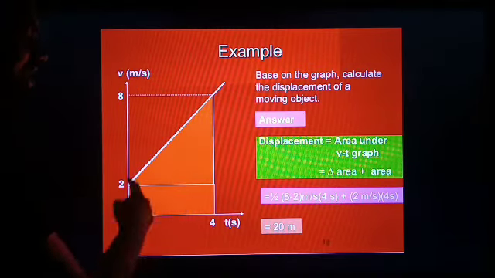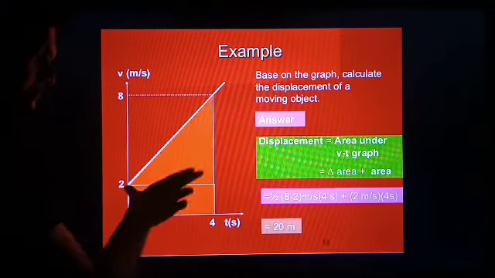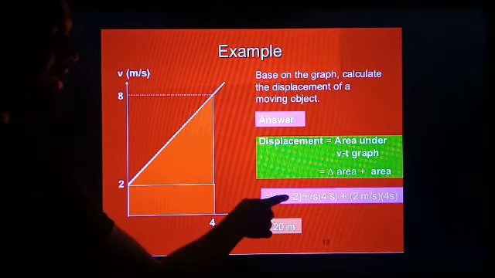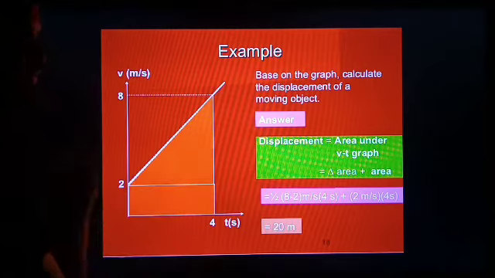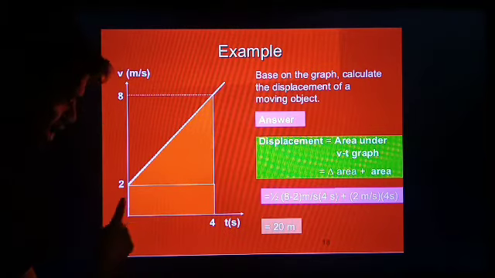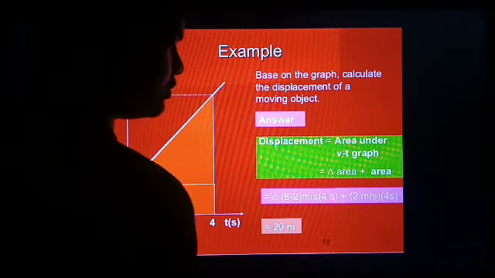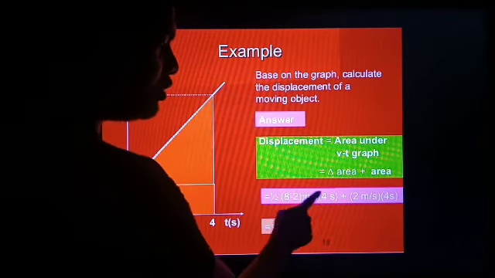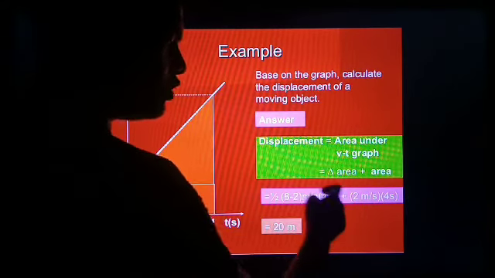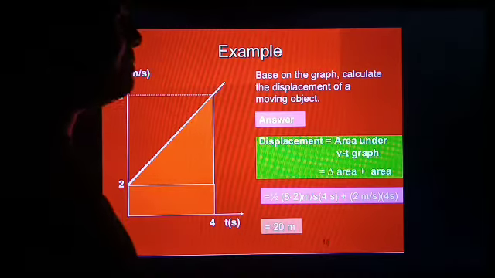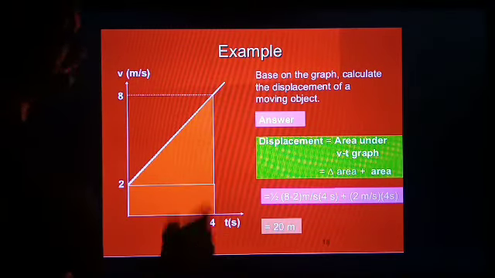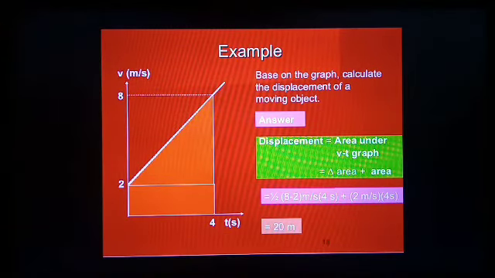That is equal to the area of the triangle plus the area of the rectangle. The area of the triangle is half base into height, 1 by 2, height is 8 minus 2 and base is 4, plus the area of this rectangle, that is 2 into 4. So that is equal to 3 into 4, that is 12, and 4 twos are 8. 12 plus 8, that is 20 meter. That is the displacement of the body.